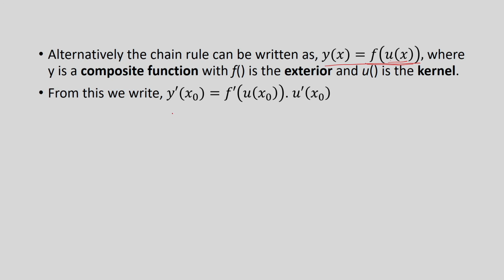From this we write that y prime x naught is equal to f prime u of x naught multiplied by u prime x naught. So, you have basically two derivatives, like we have in the chain rule. First, f is differentiated with respect to u, but u is evaluated at x naught, and multiply that with the derivative of u with respect to x, where x is evaluated at x naught.